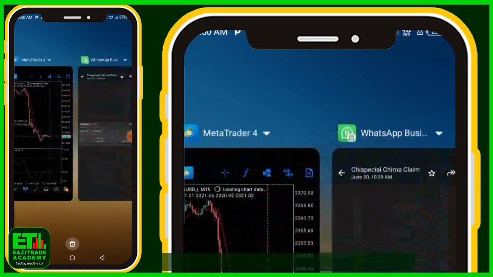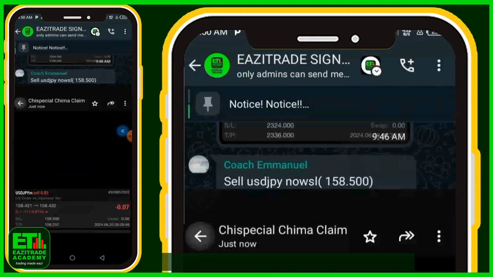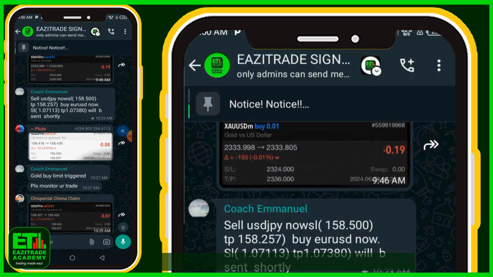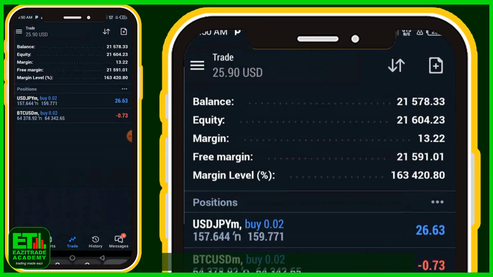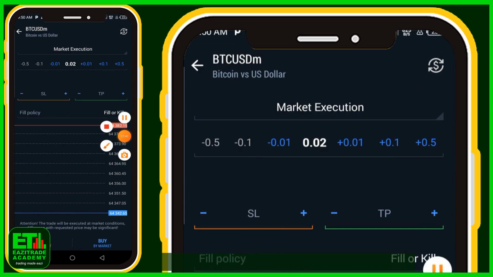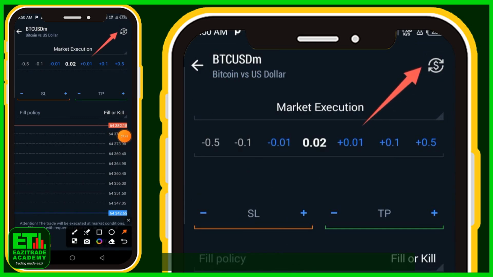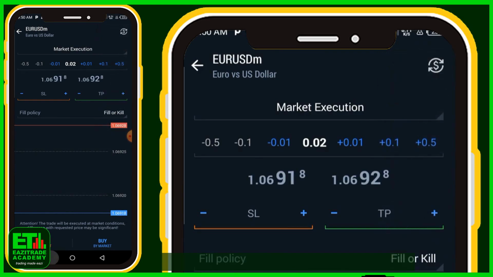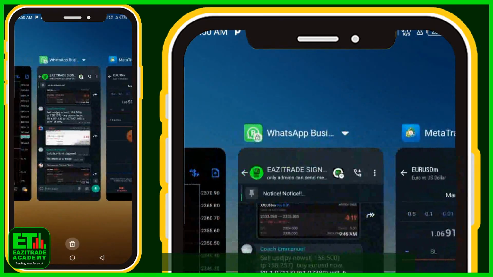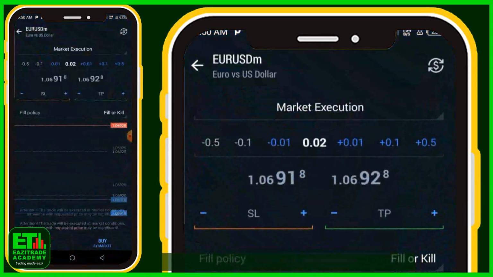All right, so let's look at the second signal call by the coach, which is buy Euro USD now. So that's also a market execution. Like I stated earlier, first of all, go straight up to your trade. Then you change the currency to the one you're about to enter, which is Euro USD as seen here. Since it's a buy Euro USD, you are using the buy by market.